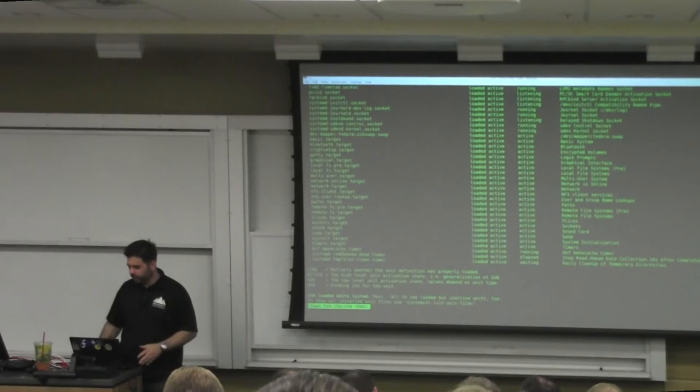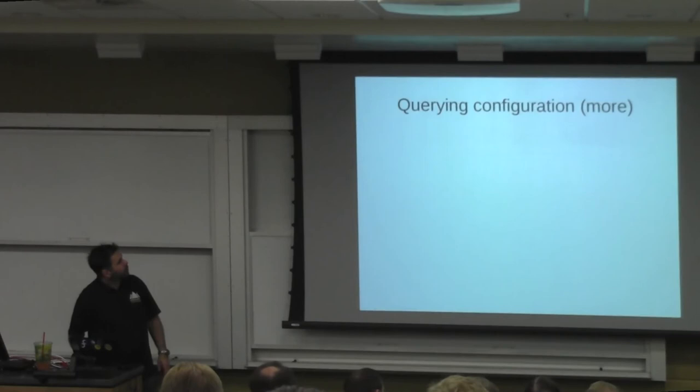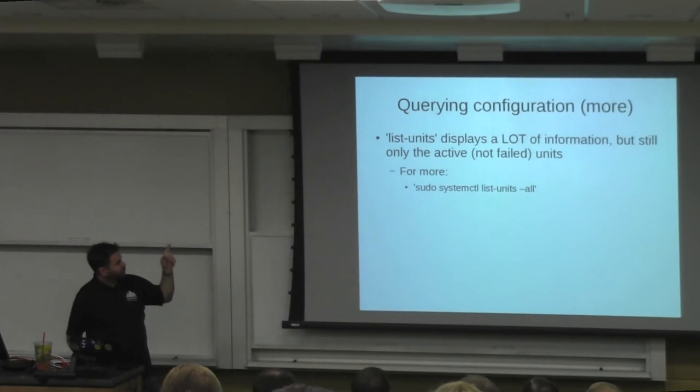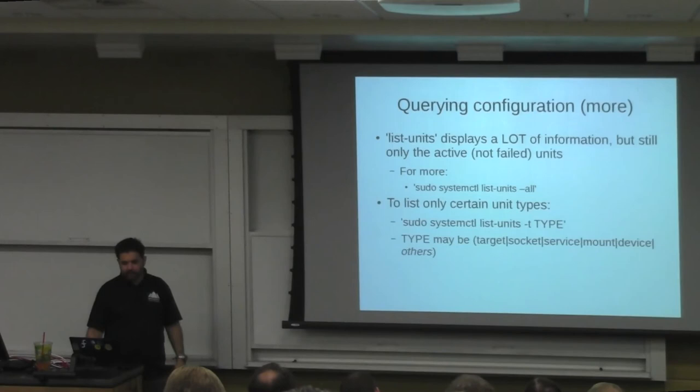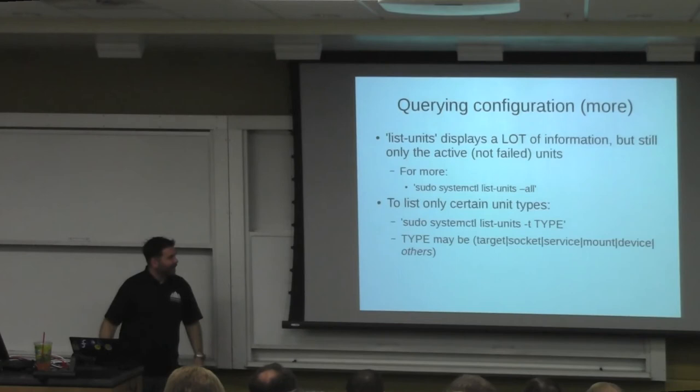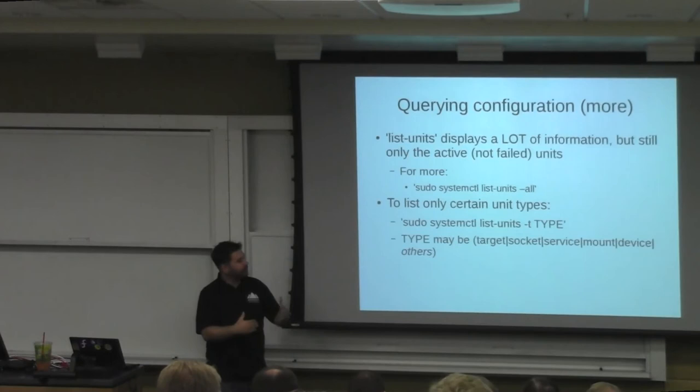Okay, back to our presentation. Some more configuration querying here. You can do list-units. It tells you only the active units. If you do list-units --all, it gives you even more information, because list-units just shows you what's active on the system. To list only certain unit types, you can specify the type. So if you want to see what targets are defined on the system, or what services are defined on the system, you can do that just by adding a -t option.